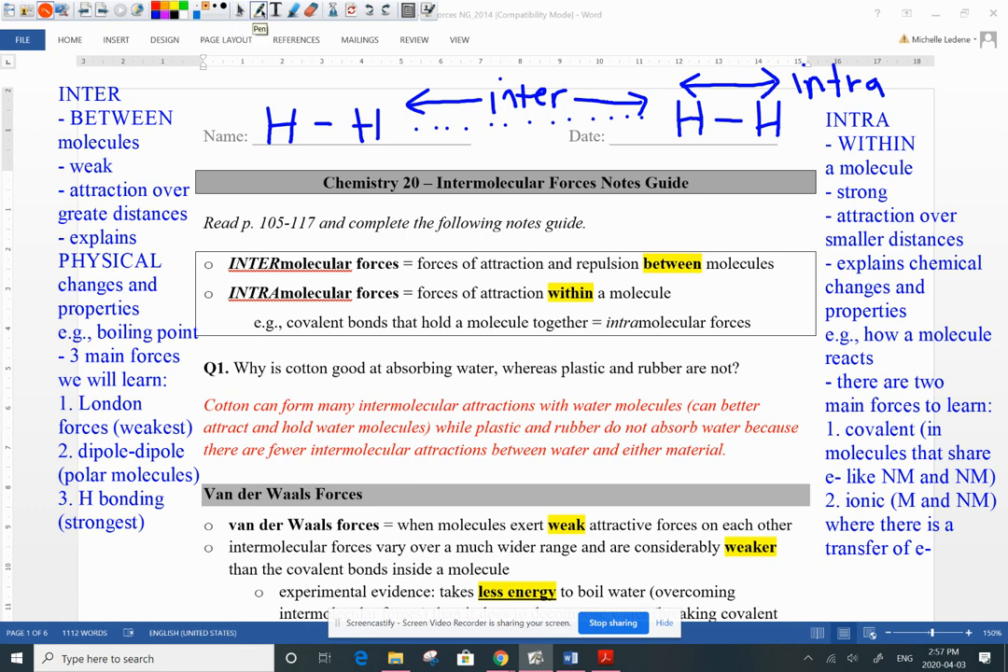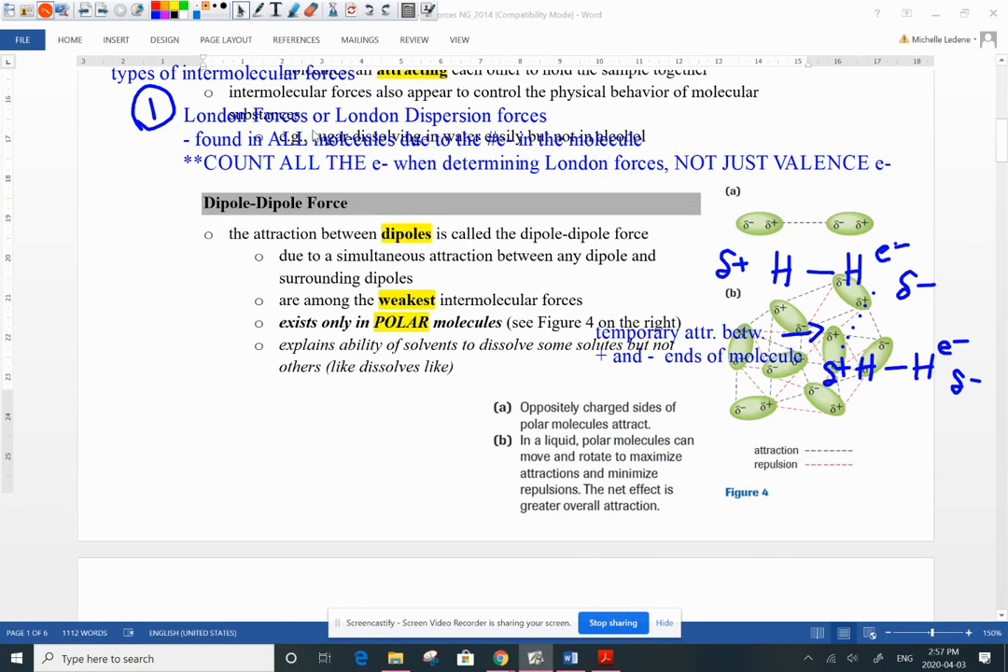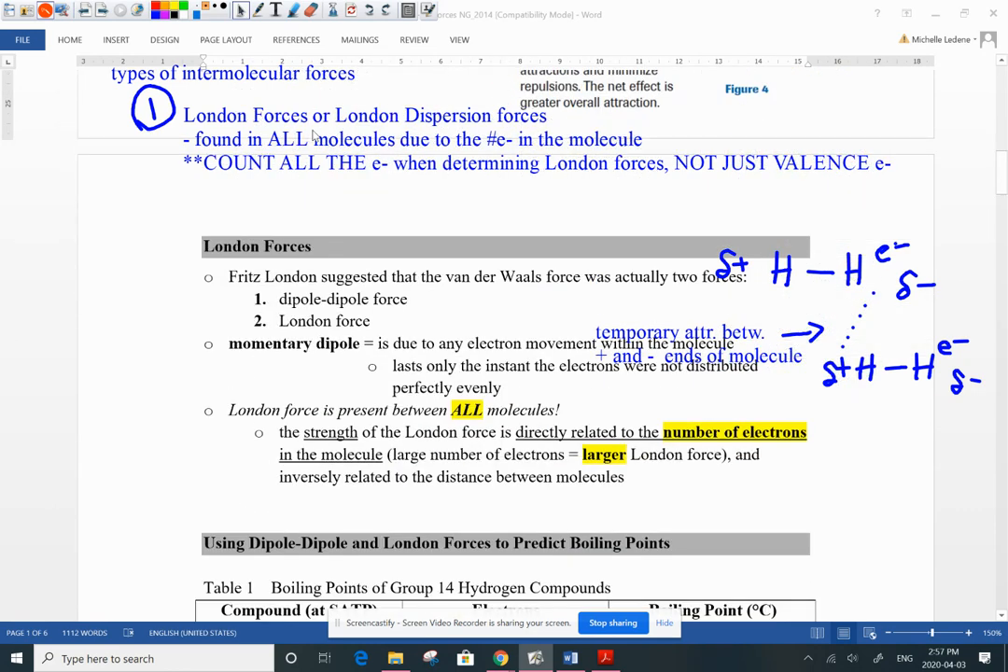intermolecular versus intramolecular. So again, intra is within a molecule. So two hydrogens in a diatomic molecule, hydrogen, it's inside there. The attraction between these two hydrogen molecules along a greater distance, well, that is an intermolecular force. All right, so the first type of intermolecular force that we need to learn about is called a London force or a London dispersion force.